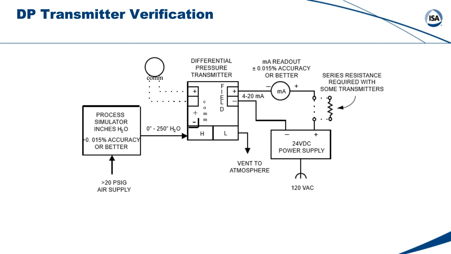Ideally, we would use an NIST calibrated simulator and current meter. In practice, we can use very accurate Fluke or AmProbe process meters and pressure modules as our sources of pressure and measurement of milliamps.